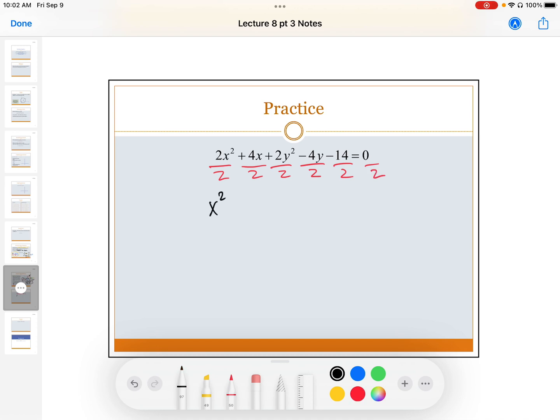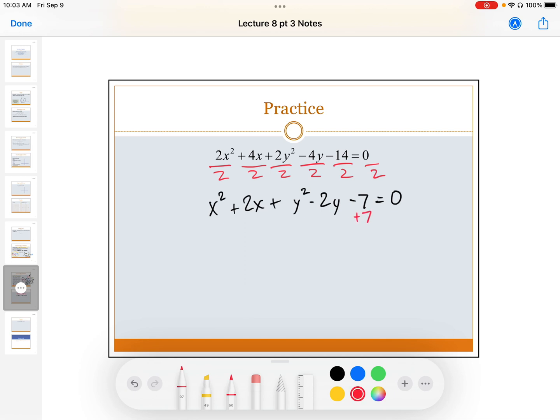When I do that, I end up with an x squared plus a 4x plus a 2y minus a 2y. That is not a 4x. I am sorry. Okay, that would be a 2x. Jeez Louise. Struggling. Sorry. New tools, right? So this would be a 2x. That is a y squared minus a 2y minus 7 equals 0. Okay, let me check. 2x squared divided by 2, divided by 2, divided by 2. Okay, looks like we're good. Sorry about that struggle there. Now, we are ready to go.